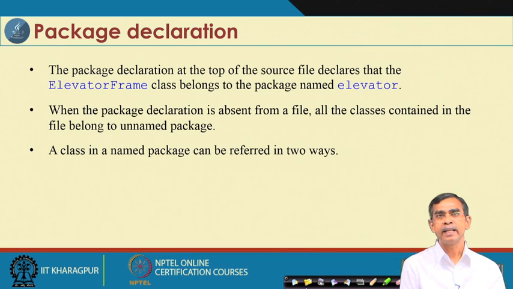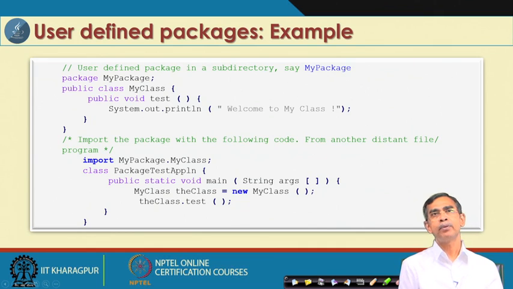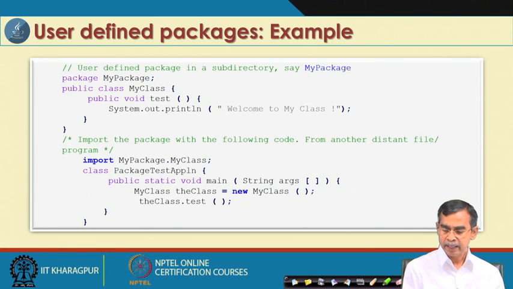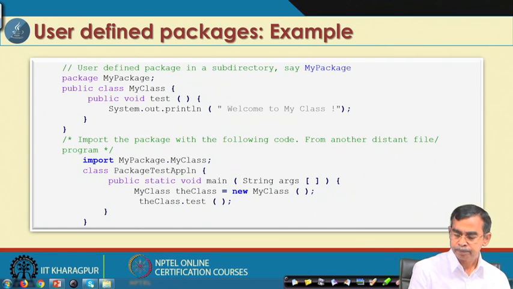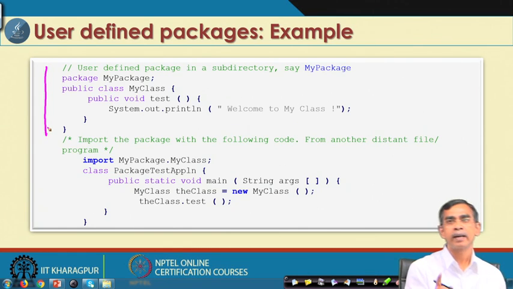Now, a class in a named package can be referred to in two different ways, that we will discuss shortly after discussion of a few more important things here. Now, here is an example, let us consider. This example is an attempt to define packages. The name of the package is my package. As I told you, there are two different ways that you can define it. I am telling you the first way. So, this is the one I have declared in one package here, one class in a package.